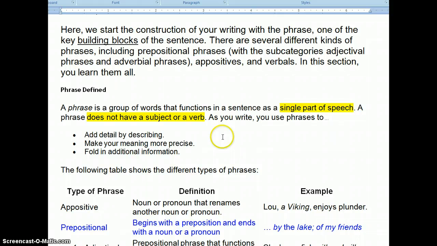So as you write, you're going to use phrases to do three things. They will add detail by describing, giving you more detail. They will make your meaning more precise, and it will fold in additional information. Okay, so basically detail, detail, detail.